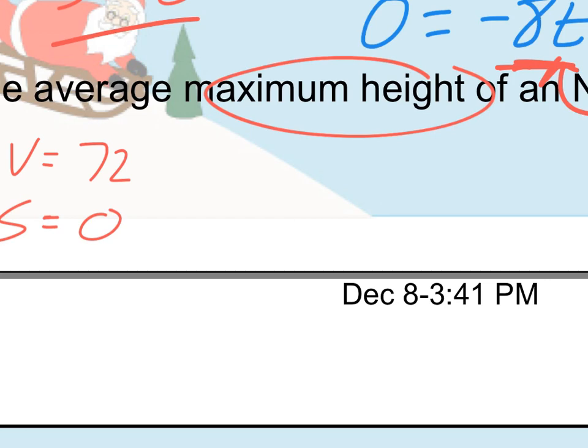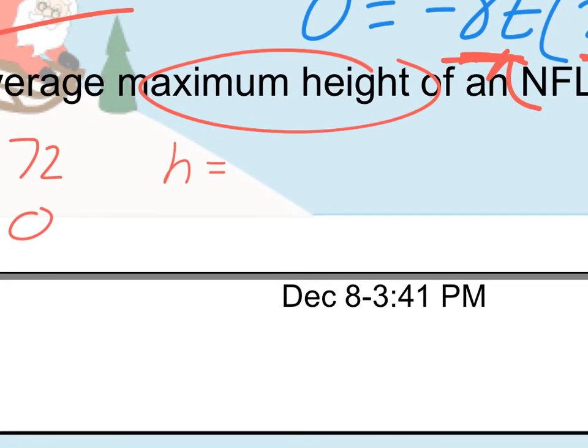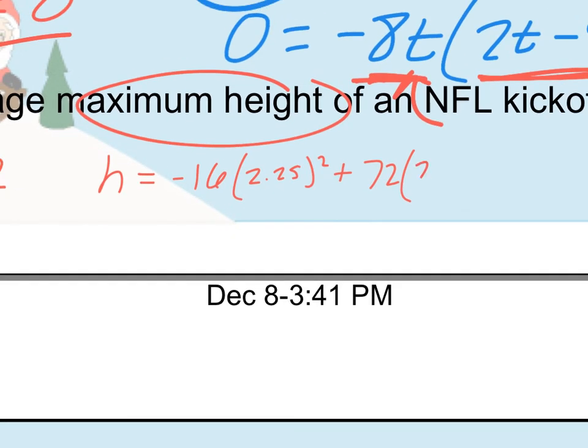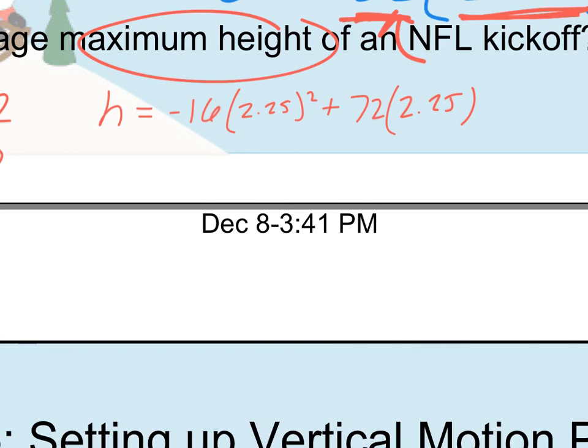Going back to our original equation again, now h is what we're trying to find. We still have negative 16 times t squared, which is 2.25 squared, and then plus 72 times 2.25. Now, when you're dealing with some of these problems, if we have integers, it's kind of nice. But even with these decimals, it's okay to use a calculator to speed things up a little bit, but still things I would expect you could do.